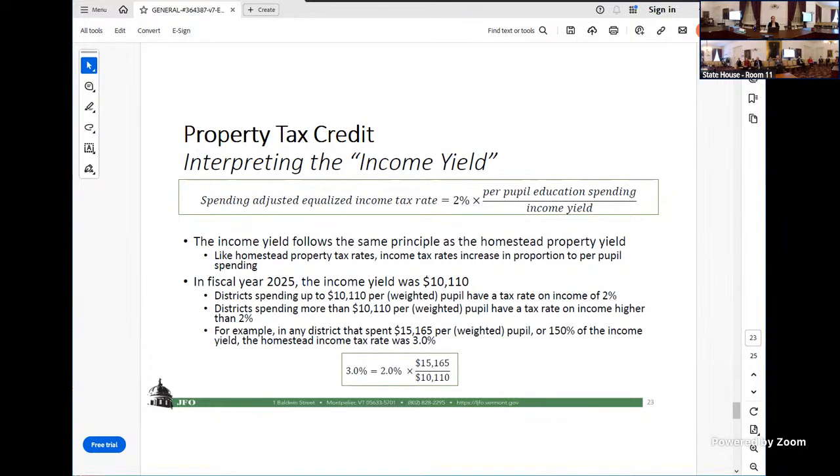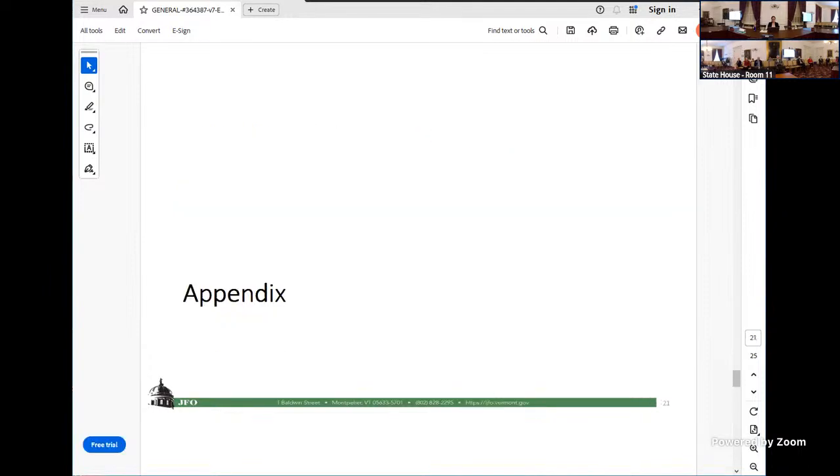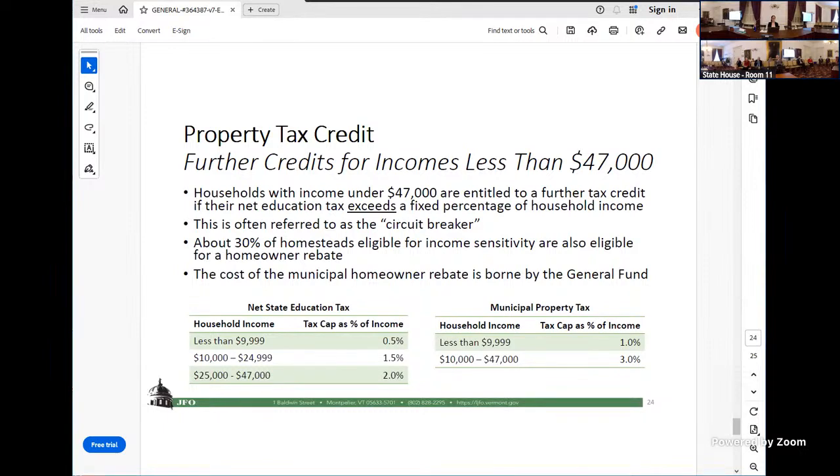Just a clarification on the 47,000 and lower. On the maximum of 10% of your income with your tax bill for the first 400,000, is that how that works for under 47,000? Correct. For under 47,000, this is also in the appendix. As you can see how it's broken out here, for under 10,000, there's a tax cap of 0.5% of the household income. Between 10,000 and 25,000, there's a tax cap of 1.5% of income, and 25,000 to 47,000 of 2%.